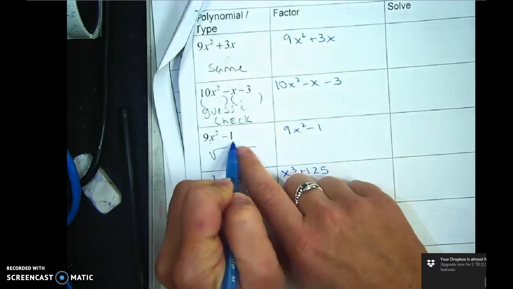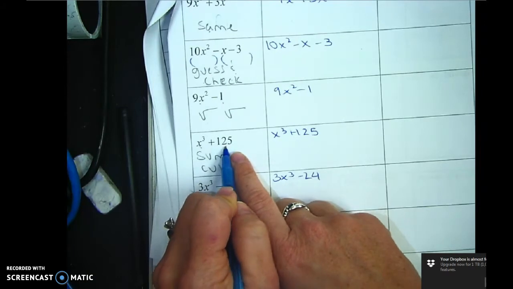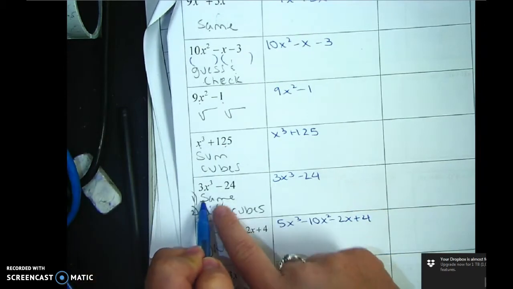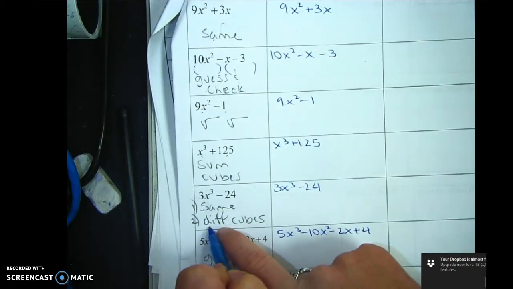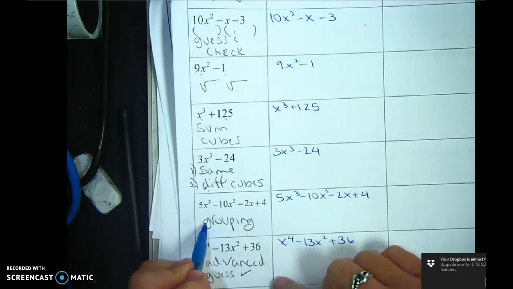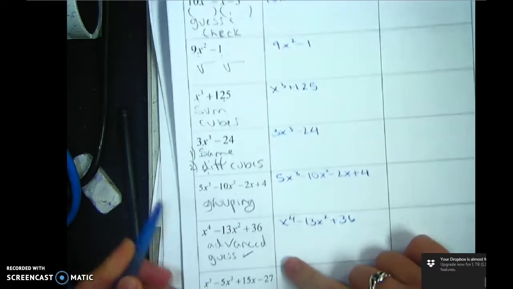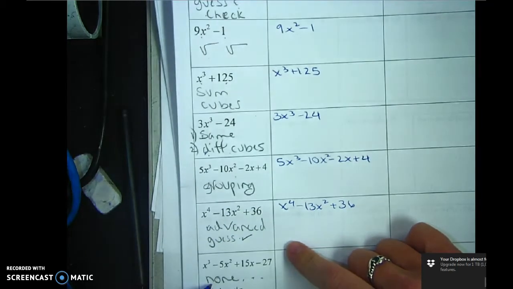Here you can square root both. This one is the sum of cubes that you learned this unit. This one is find something that is the same, and then it's difference of cubes. So it's last unit and this unit. This is factor by grouping, this unit. This is called advanced guess and check, and we'll get to the last one at the bottom.